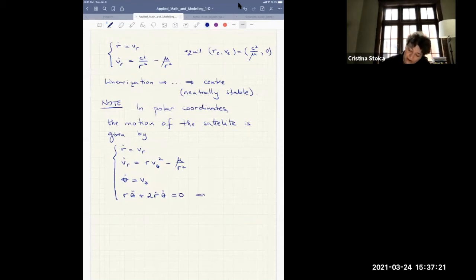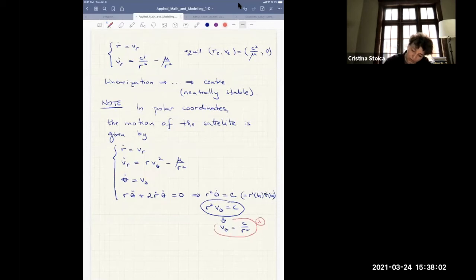So this one, we said, is equivalent with r squared theta dot being a constant. We called it C, which is r squared at t naught times theta dot at t naught. And this is nothing else but r squared v theta, this C. So from here, we said v theta is C over r squared, and we substituted into here.